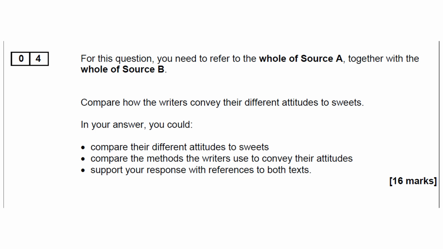So this is the question for the paper we're looking at. For this question, you need to refer to the whole of source A together with the whole of source B. Compare how the writers convey their different attitudes to sweets. In your answer, you could compare their different attitudes, compare the methods, and support your response with references to the text. That just strengthens what I said on the previous slide. It's about attitudes, methods, and quotations. You can use the same quotations you've used for question 3. So you may already have some language analysis which is relevant to this question.